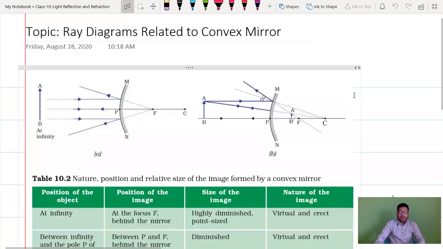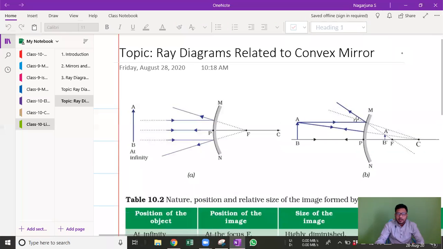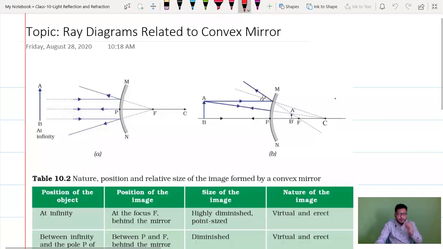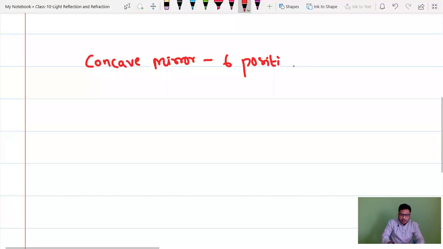So guys, in last lecture, we have discussed ray diagrams related to concave mirror. In this lecture, we are going to see ray diagrams related to convex mirror. Already I told you, while coming to concave mirror, we have 6 positions. While coming to convex mirror, we have 2 positions.